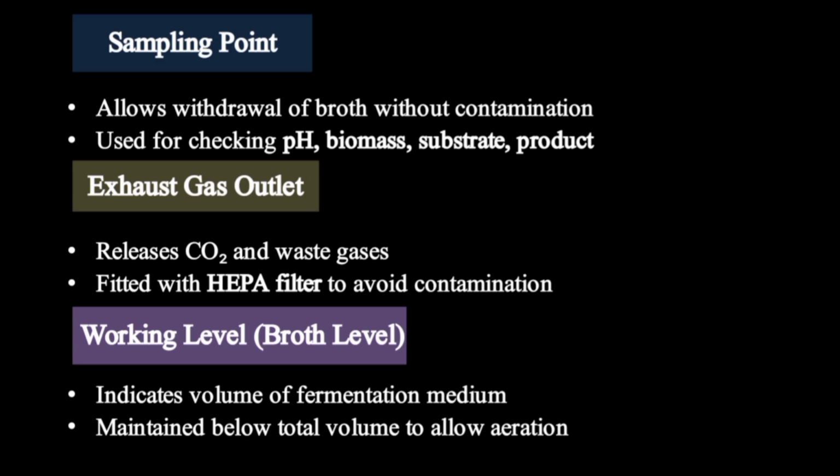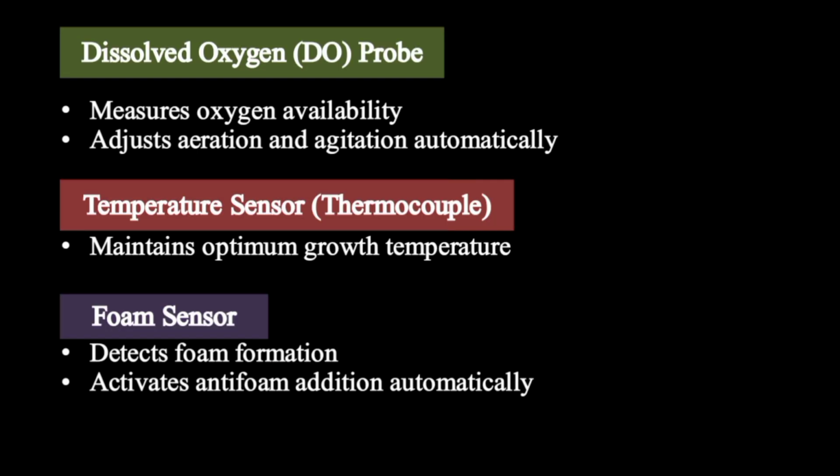Sampling point. It allows the withdrawal of broth without contamination, used for checking pH, biomass, substrate and product. Exhaust gas outlet. It releases carbon dioxide and waste gases. It is fitted with a HEPA filter to avoid contamination. Working level, that is broth level. It indicates the volume of fermentation medium and is maintained below the total volume to allow aeration. Next, the dissolved oxygen, that is DO probe. It measures the oxygen availability in the fermenter, so it adjusts the aeration and agitation automatically.